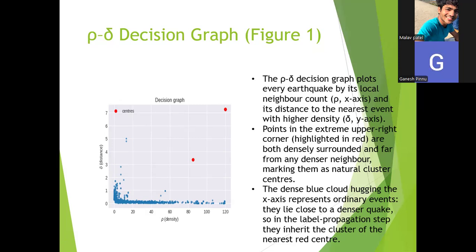you will see delta, the distance to the next denser point. In the top right corner, the points marked in red are cluster centers. They are both dense and far from any denser neighbor. The denser blue region you see down there, near the x-axis, includes the ordinary earthquakes, which inherit the label from the closest red center.